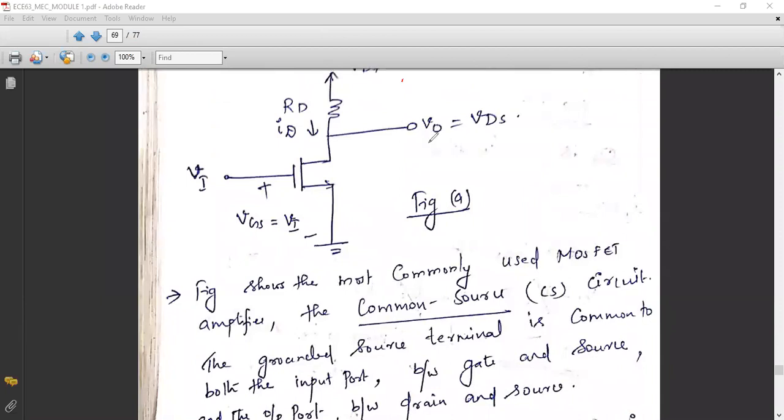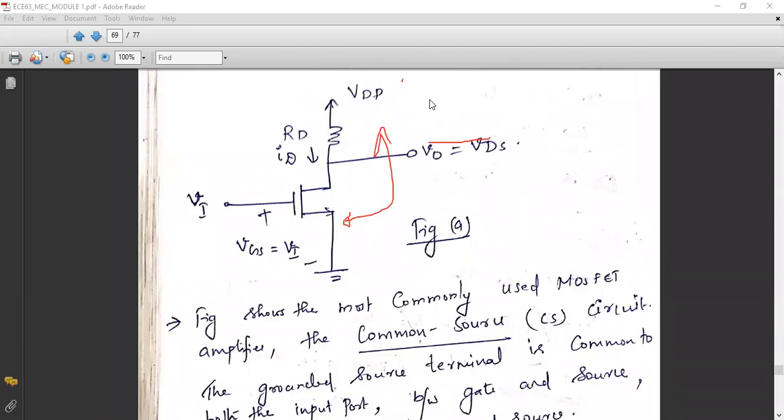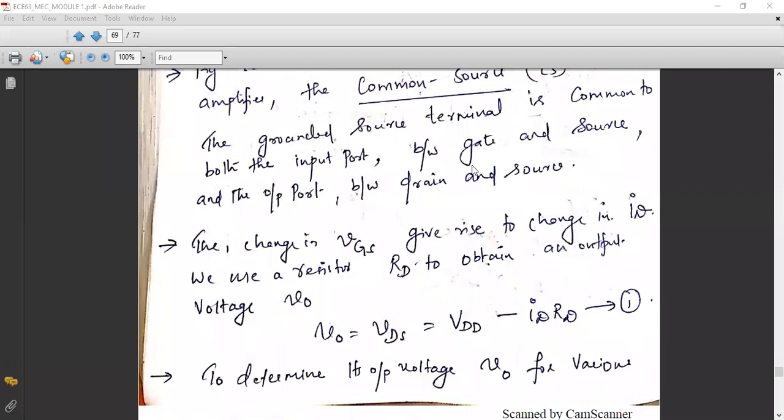Now we will try to write the equation for V0. As you can see, V0 is the voltage between drain and source, and the total voltage is nothing but VDD. So if you subtract the voltage drop across RD from VDD, you can write the equation for V0. So V0 is equal to VDS, which is further equal to supply voltage VDD minus the voltage drop across RD, that is IDRD, equation number 1.